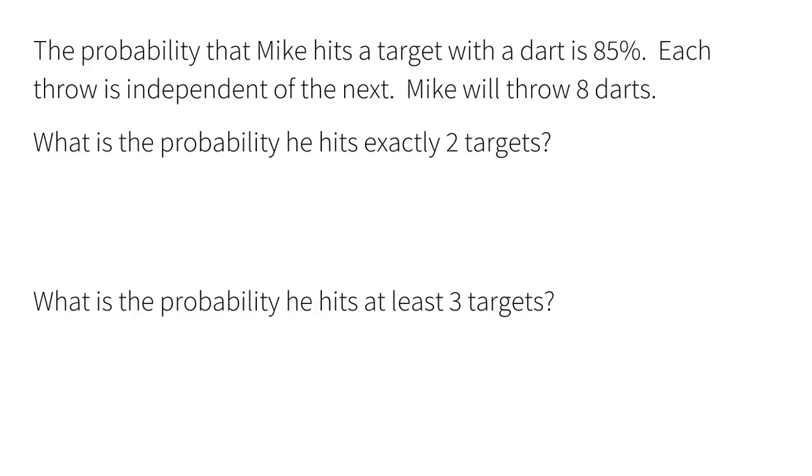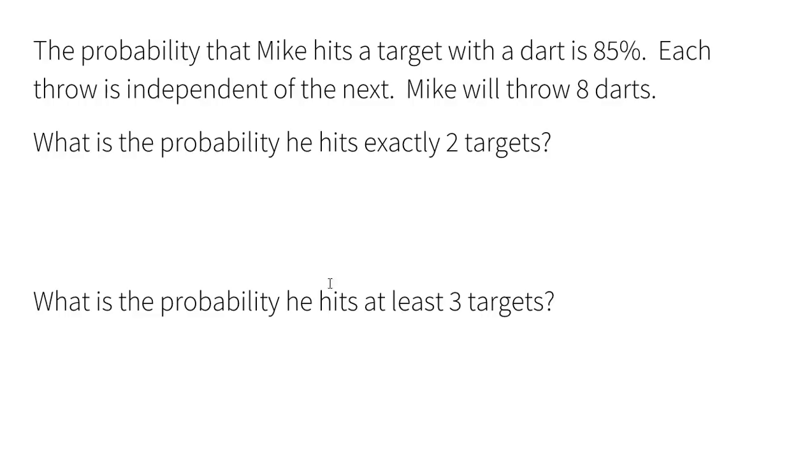So the probability that Mike hits a target with a dart is 85%. Now, there are a couple rules here. First, each throw has to be independent of the next. That's one rule. The probability of success, 85%, can't change. It's not like it can go up or go down. It's got to stay 85%.